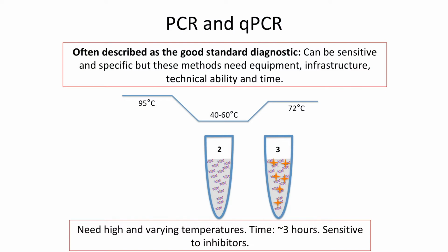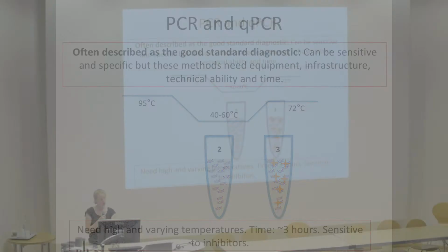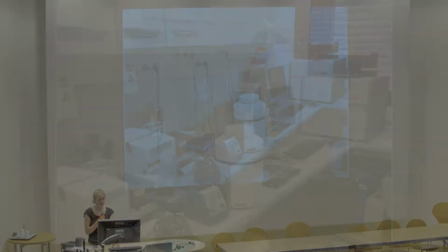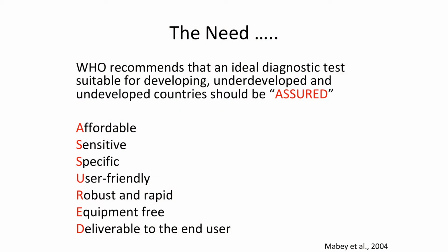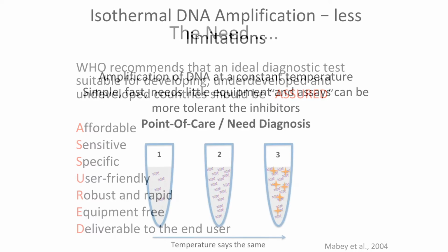So qPCR and PCR is often taken forward now and described as the gold standard, and it can be sensitive and specific. But as I said, it needs that equipment, that infrastructure and that ability. And it's because it needs these high and variable temperatures. So you need labs and you need freezers. We heard just now about Ebola, and it looks like there are some really good steps forward now to actually reducing that infrastructure that is needed. But WHO wants the assured criteria for point-of-care diagnostics, so it's trying to build these criteria into the diagnostics that we take forward here.